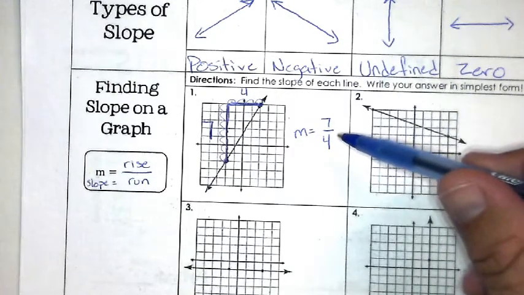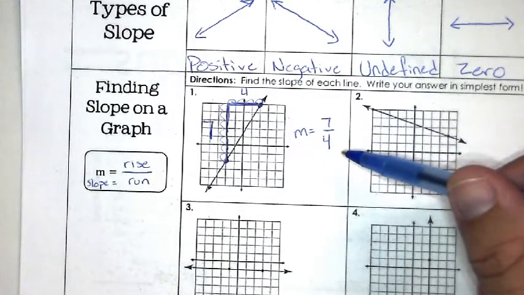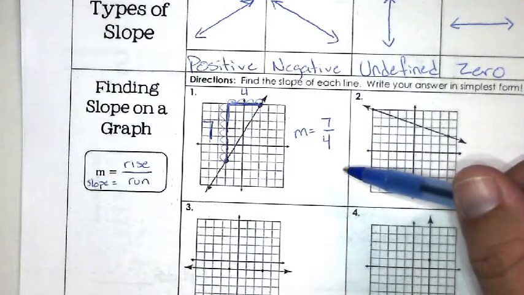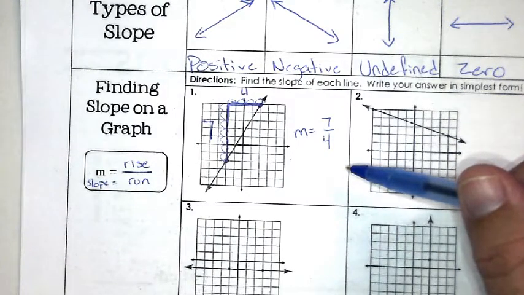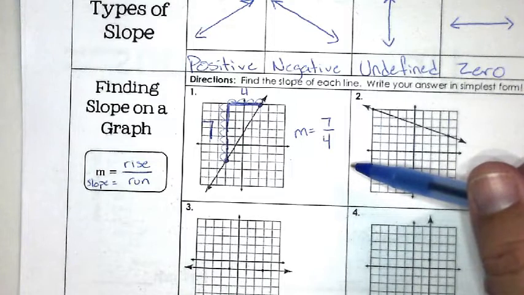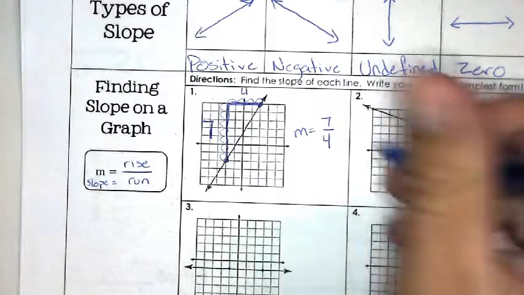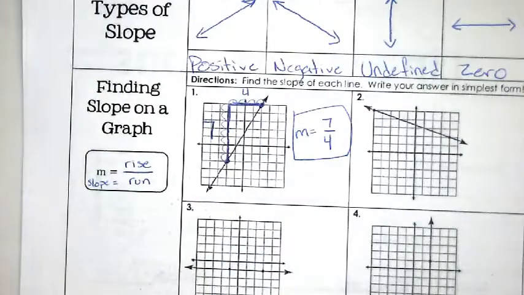Can I simplify that? I can? Can that reduce in any way, shape, or form? Okay. Could you change it to a mixed number? Technically, yes. However, never take an improper fraction slope and make it a mixed number. If we're finding slope and you get an improper fraction, keep it an improper fraction. Keep it improper.